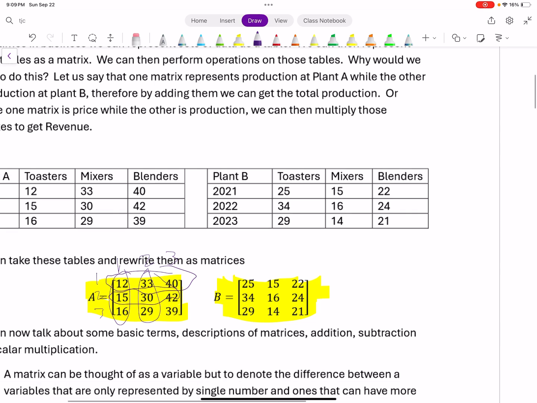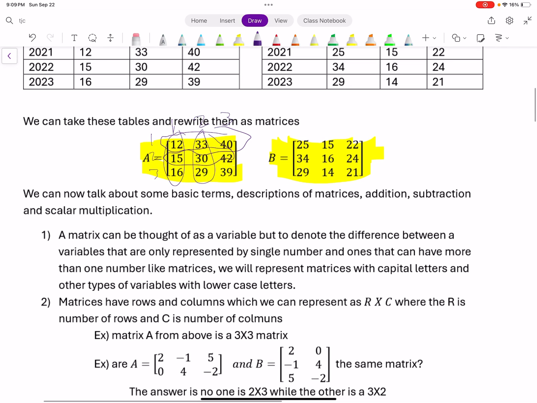Now, what we're going to do is perform operations, okay? So a matrix can be thought of as a variable. Now, when we denote matrices as variables, they're always capital letters. So notice that these two matrices A and B are capital letters, okay? Non-matrix variables are lowercase letters, but matrix variables are capitals.